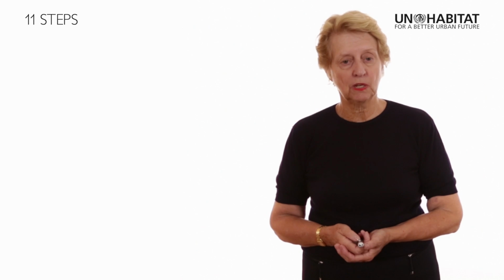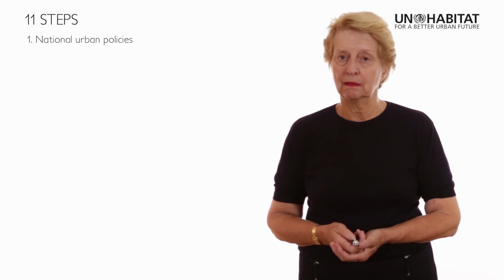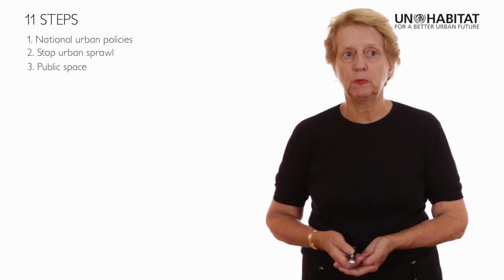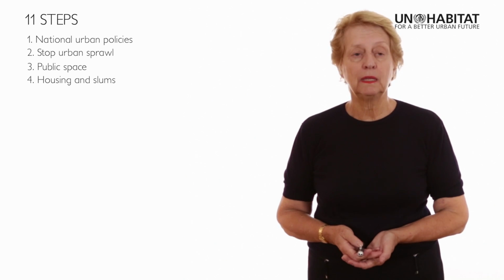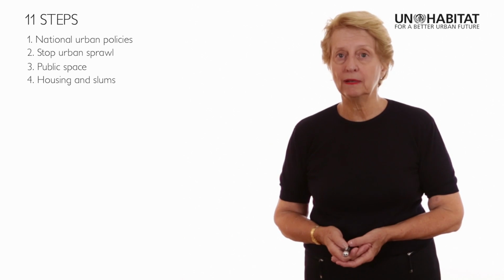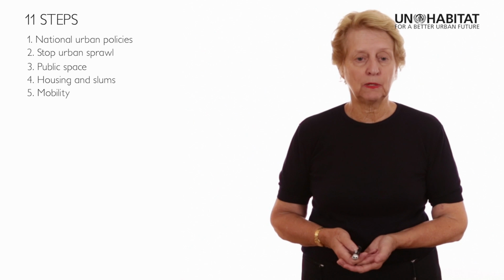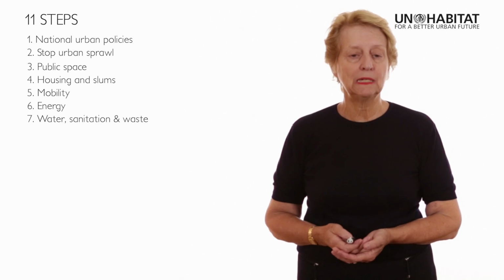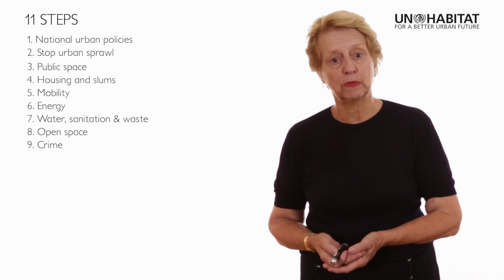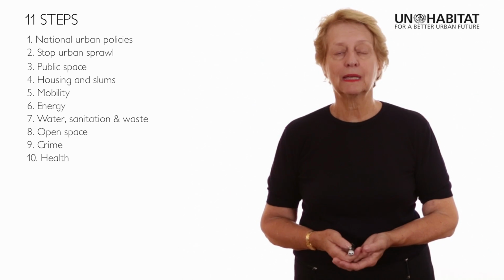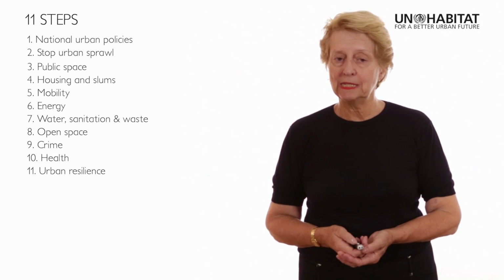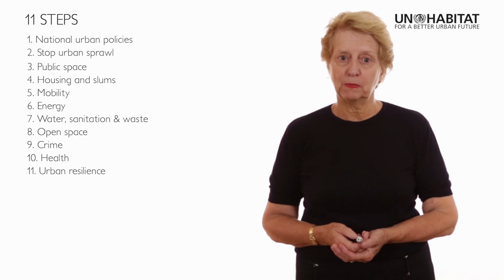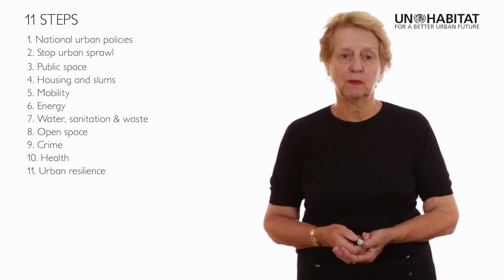What do we need first? We need a national urban policy. We need to stop sprawl. We need to reduce the number of people who are living in slums and increase the number of people who have affordable housing. We need to deal with mobility. We need to deal with energy. We need to deal with water, sanitation, and waste. We need to deal with open space. We need to deal with crime. We need to deal with health. And lastly, resilience. If we deal with these things, if we meet these targets, I can promise you that we'll live in a much better world.